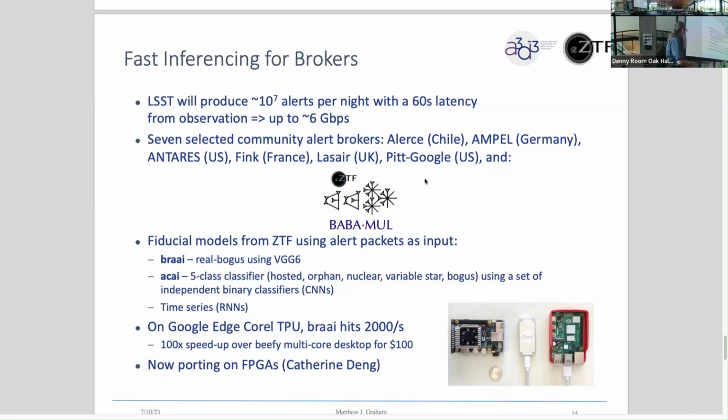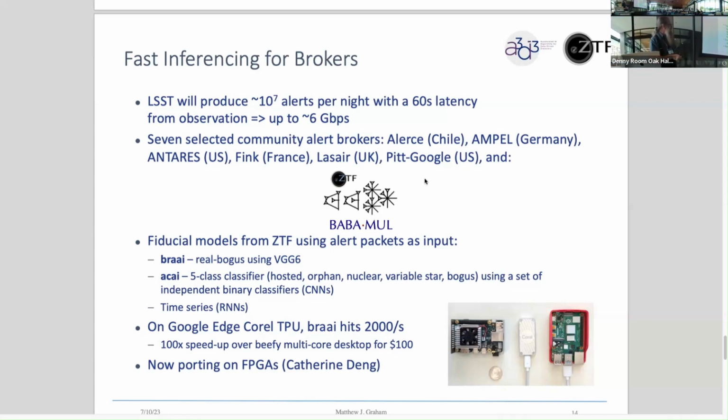So we've had a couple of people, a couple of years ago, looking at edge TPUs. And the BRI model hits about 2,000 classifications a second, which means that it can do a night's worth of ZTF alerts in about 3 minutes. So it'll be able to do a night's worth of Ruben alerts in about 30 minutes. So we can beat real-time processing or real-time inferencing or classification with a $100 piece of kit rather than the $10,000 piece of kit you need in your thing.